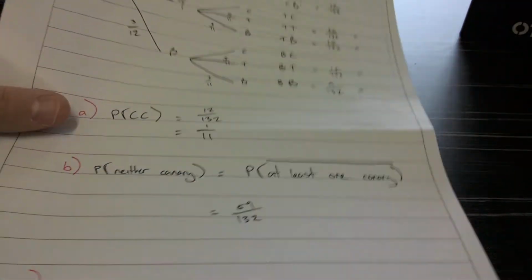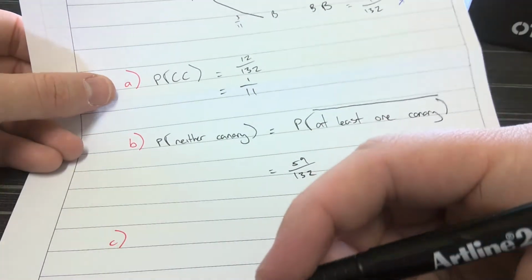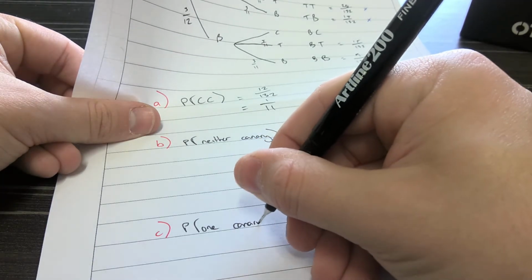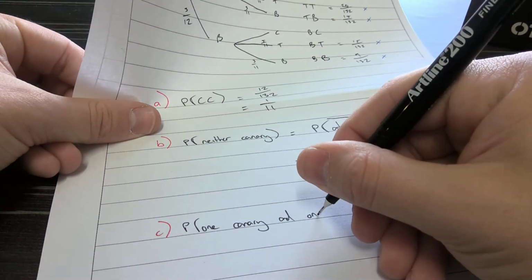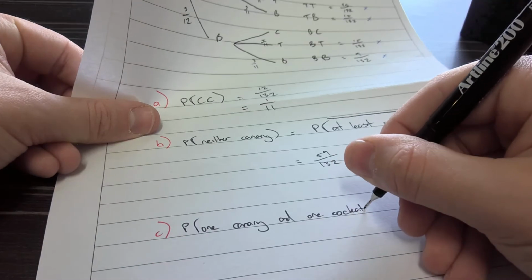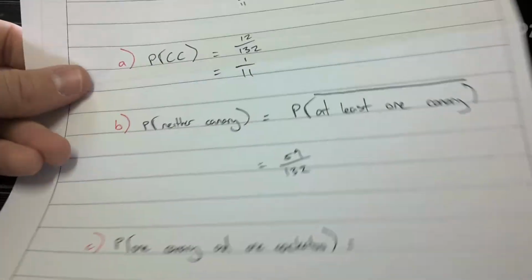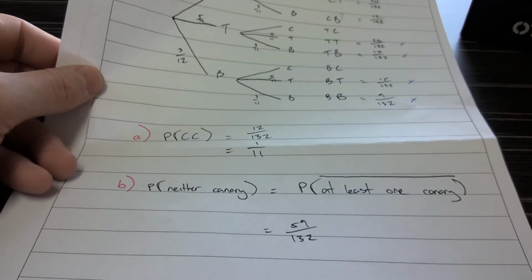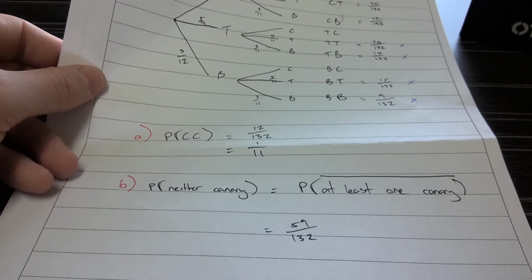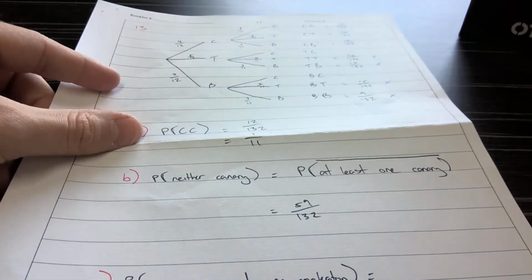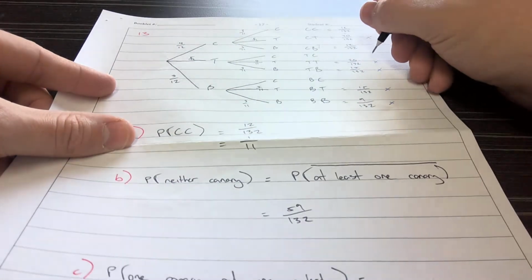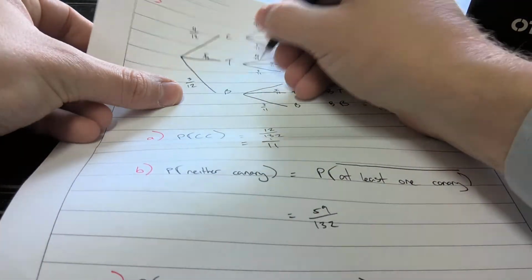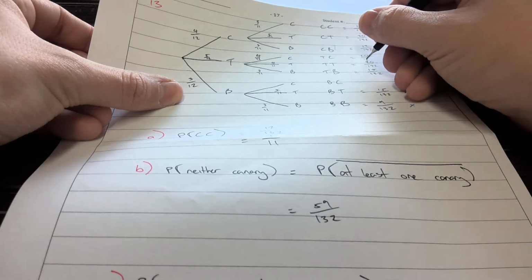Looking at question C, the question is saying one is a canary and one is a cockatoo. So one canary and one cockatoo. Well, what we need to look at here is, note that the question isn't saying a canary then a cockatoo. It's just a canary and a cockatoo. So that means we're going to be looking at CT and also TC. So we need to find the probability of this TC. So that's going to be 4 out of 11. So that's going to be 20 out of 132.